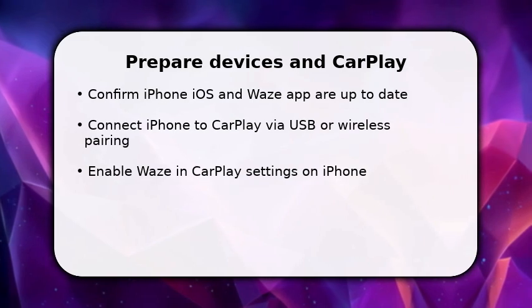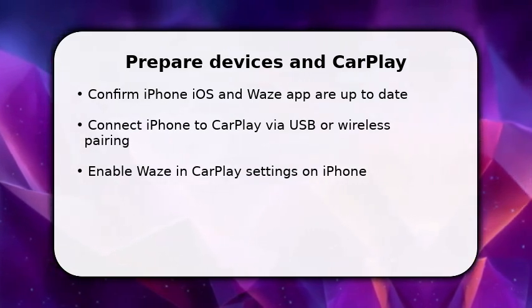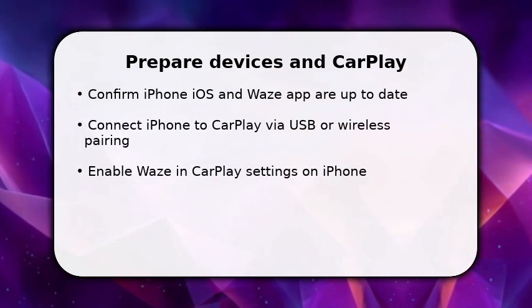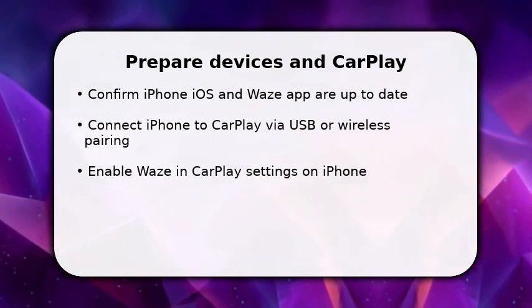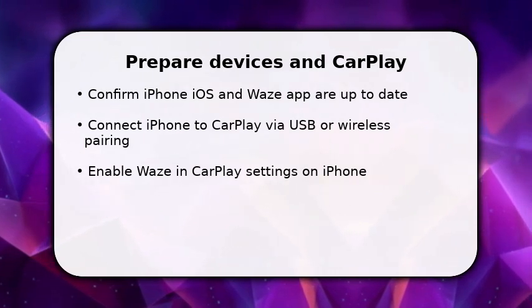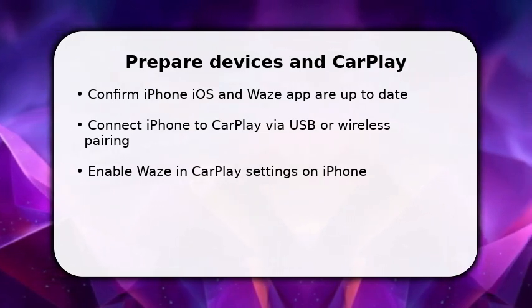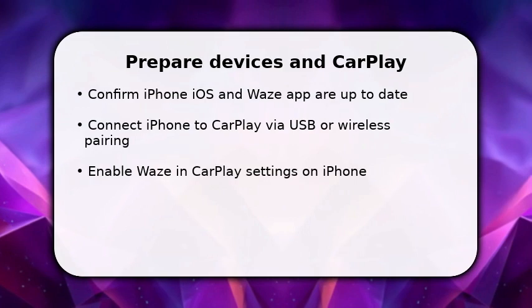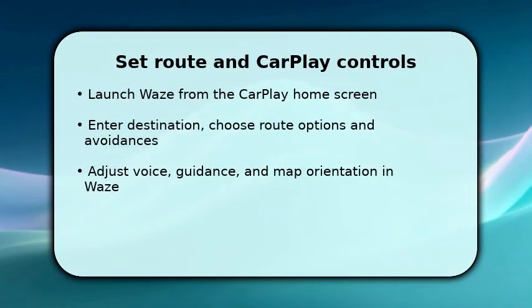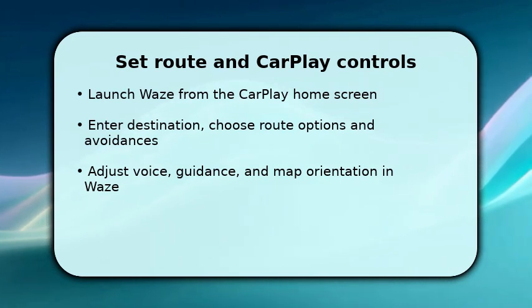Once connected, go to iPhone settings, General, CarPlay, and allow Waze in the list so it appears on your dash. This step ensures CarPlay can access Waze permissions and your route history and speeds up map rendering when you begin navigation. Open Waze on the CarPlay display and tap Search to type or use Siri to speak your destination. Voice entry is faster and safer.